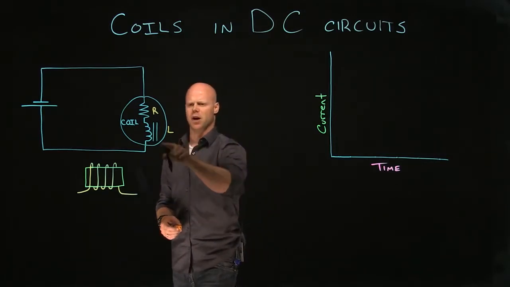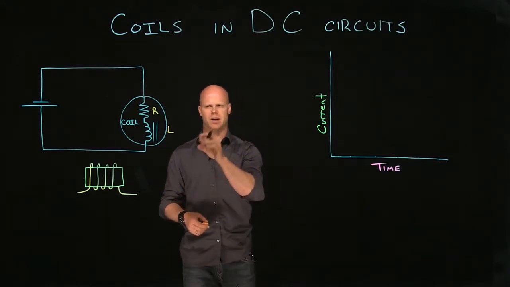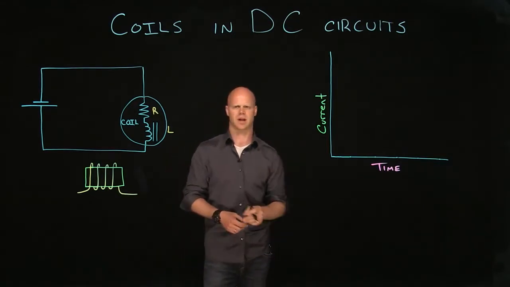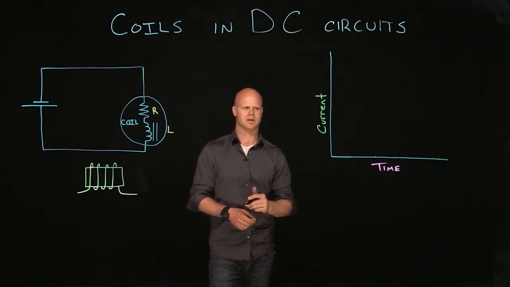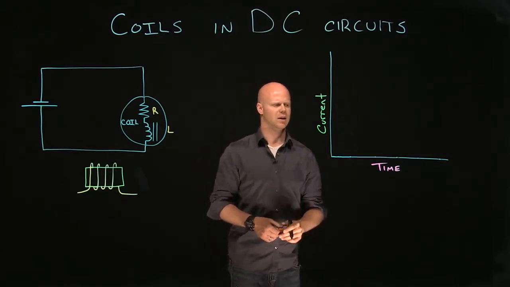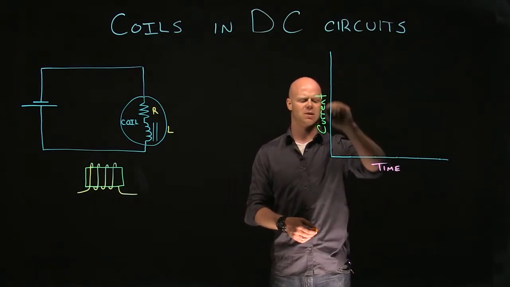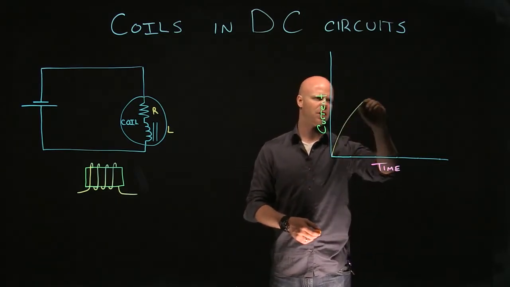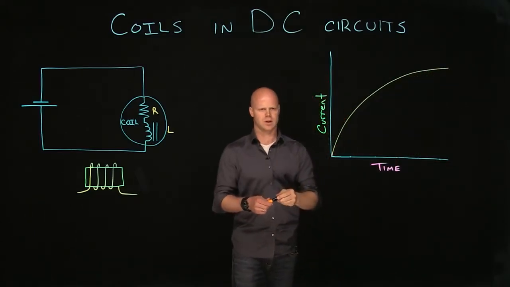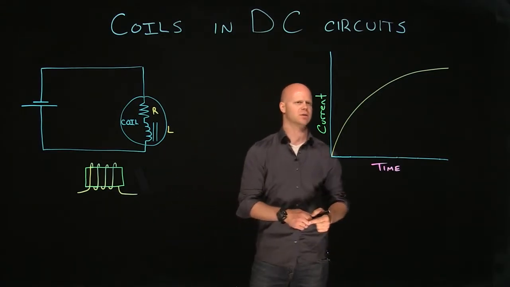This inductive property causes an opposition to a change in current, meaning at the point of energization, rather than current reaching a maximum value, it takes a period of time for that current to reach a steady state or a maximum value. So we can look at that on a graph and see at the point of energization that rather than it reaching a maximum value, it takes a period of time for it to reach that maximum value. And that is broken up into what we know as time constants.